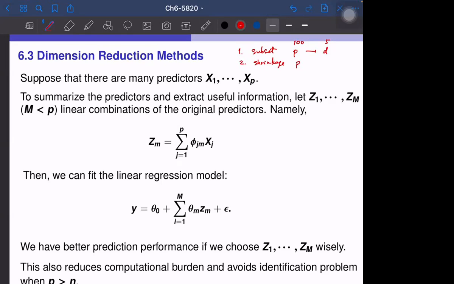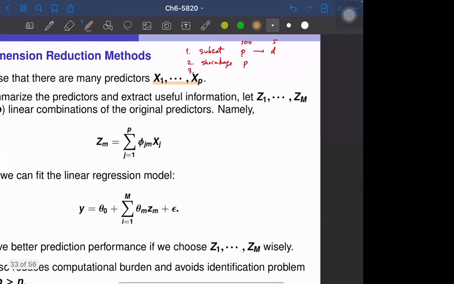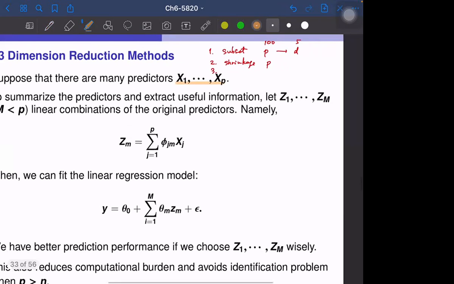And in the dimension reduction methods, we transform variables. We have x1 to xp, but suppose these have very similar information. Then we summarize them into several predictors. If we have n observations, each of these predictors x1, x2, x3, x4 is an n-dimensional vector. But basically, we think about a transformation of the variables x1 to xp, and create new predictors z1, z2, up to zm.